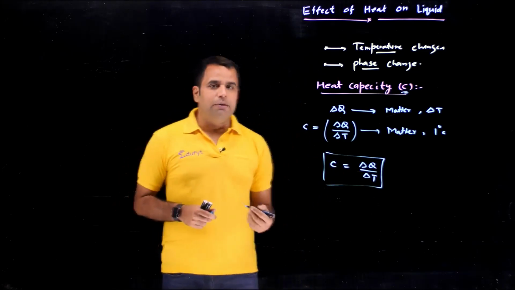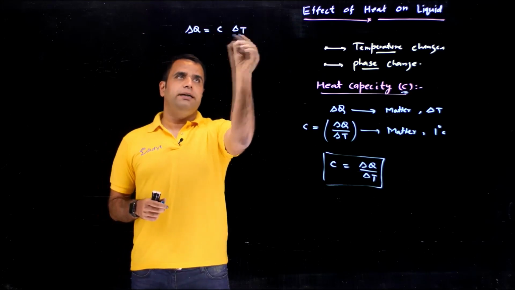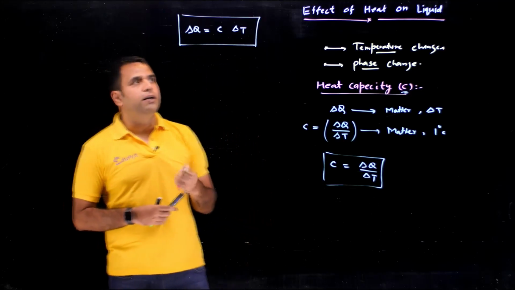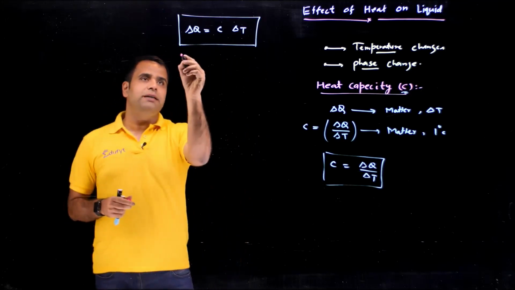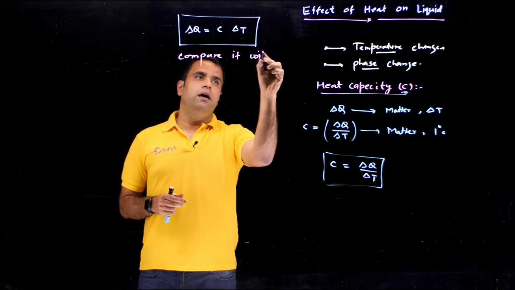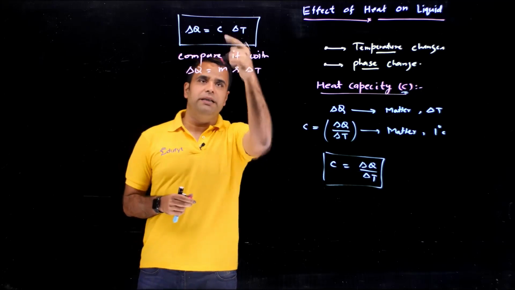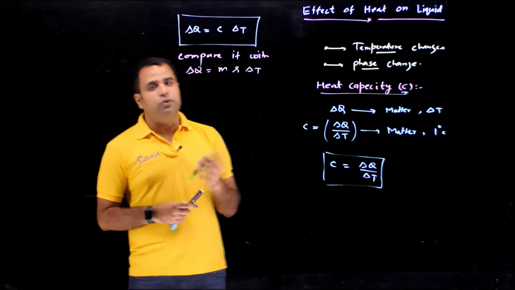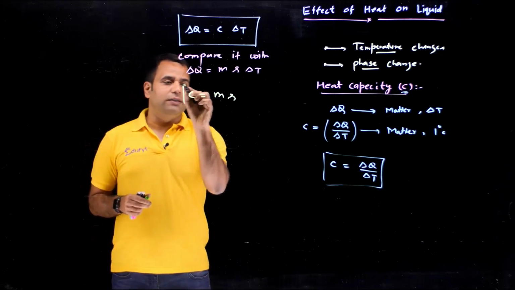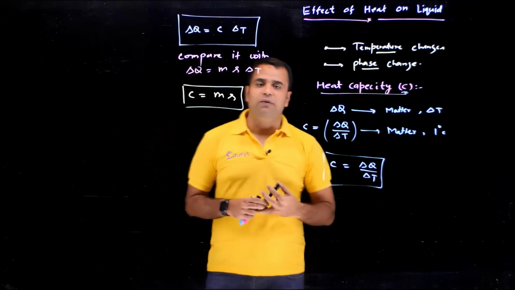Okay. If we modify this formula further, this delta Q will become C times delta T. You see this is also a formula for delta Q in terms of delta T. If we compare this formula with the previous formula we have, that was delta Q is equal to M S delta T, the formula which we generally use for liquid, we will get C is equal to M into S. So you see, the heat capacity of any material is equal to mass of that material multiplied with specific heat.